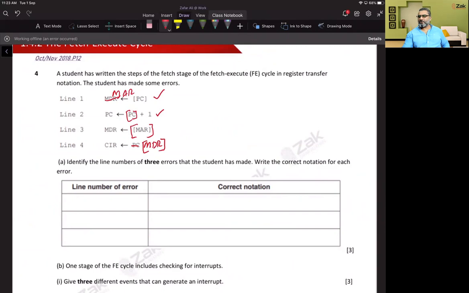Okay. You need to understand that we have to know things by their concept. There is no rote learning. You have to understand the concept so that you could answer such questions.